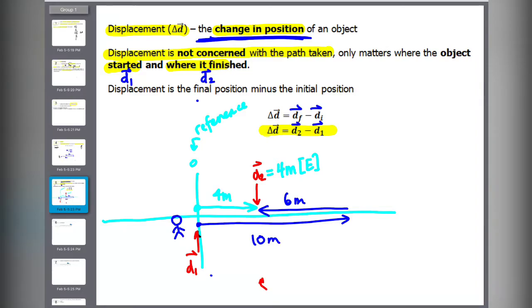Does it make sense? I started at 0. I know I walked 10 and 6, but all I care about is where it finished. So I ended at the 4. My change in position, or displacement, is 4.